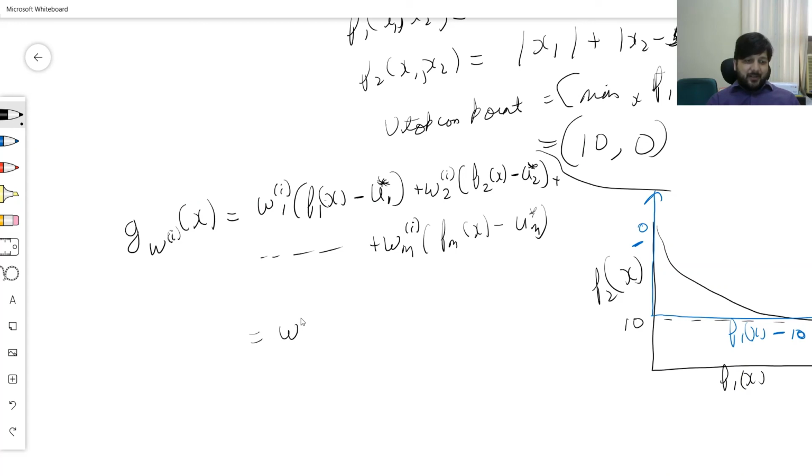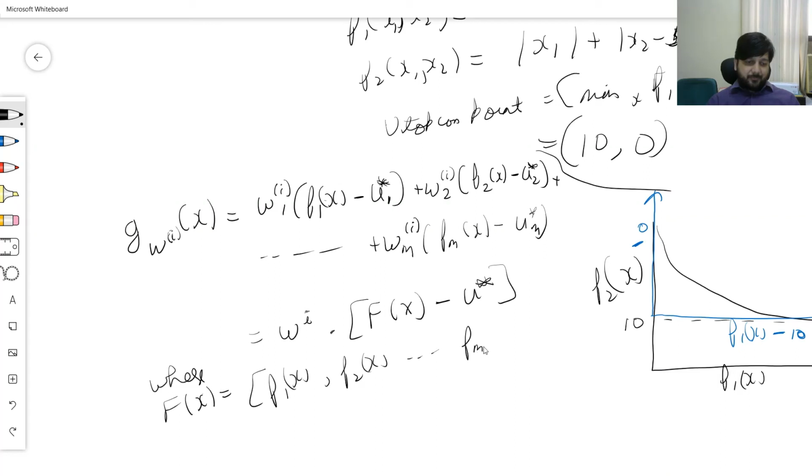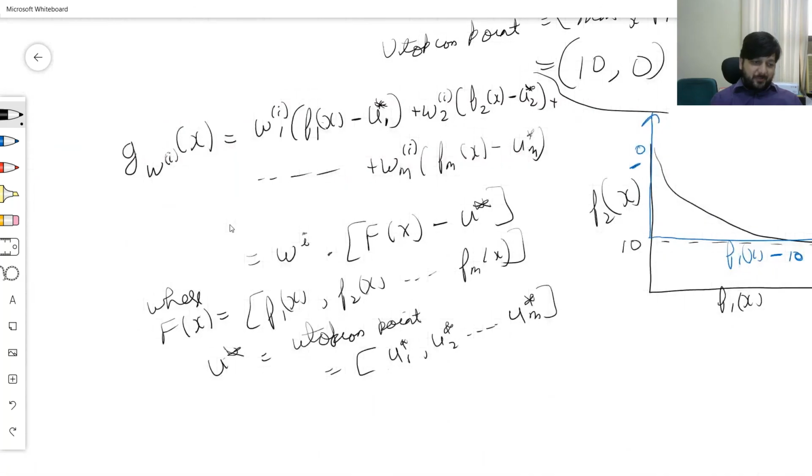So this can be represented by the dot product of w_i with (capital F(x) minus u*), where capital F(x) of course is equal to f1(x), f2(x), and so on, and u* is the utopian point, which is u1*, u2*, um*, and of course m is the number of objective functions. So everything will be done in an objective space. Things are done in the decision space, but I always map the solution to an objective space.